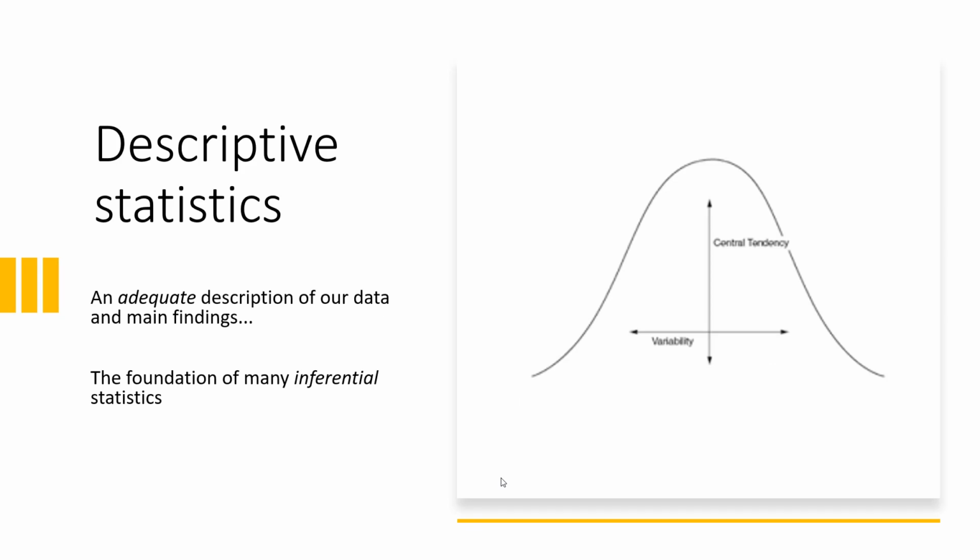So with descriptive statistics, what we're looking for is to be able to produce an adequate description of our data and main findings so that we can communicate that with someone else. As I said before, these descriptive statistics are the foundation for most of the inferential techniques that we'll be talking about later. If we have a look here, this is something called a distribution of data. What we tend to have are measures of variability, which is the spread here, and measures of central tendency, which is the peak. And we can use those to help communicate the core patterns in our data to others.